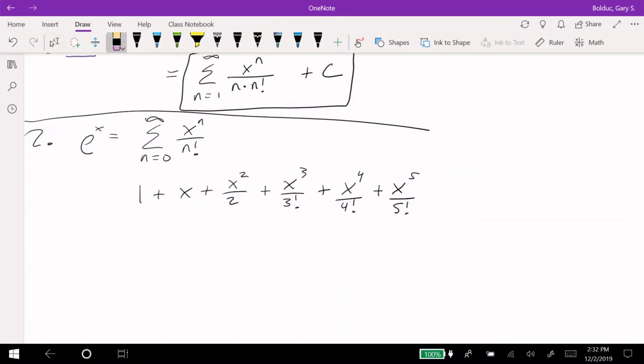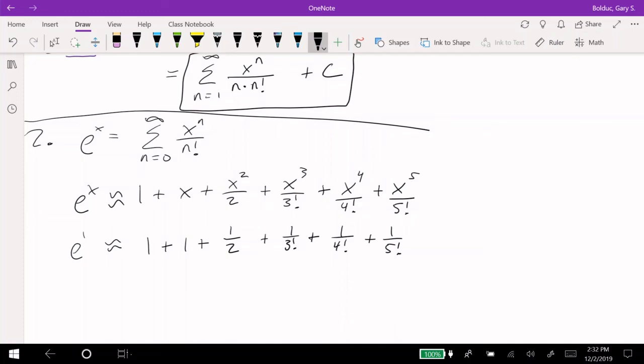So let me change this up a little bit. So that's e to the x is approximately that. So it's not perfect because we're not going off to infinity. This is just an approximation. So then e to the 1, which is just e, is approximately, plug in 1s everywhere, and keep going, and keep going.